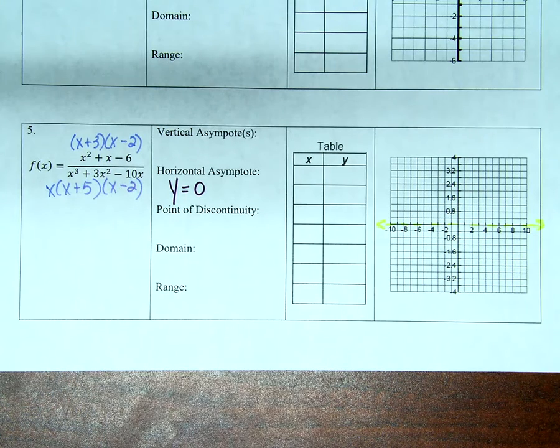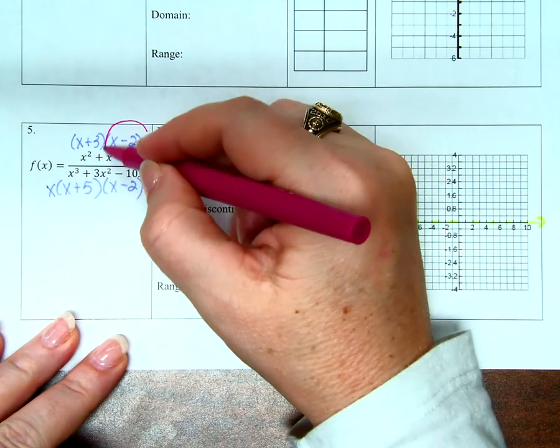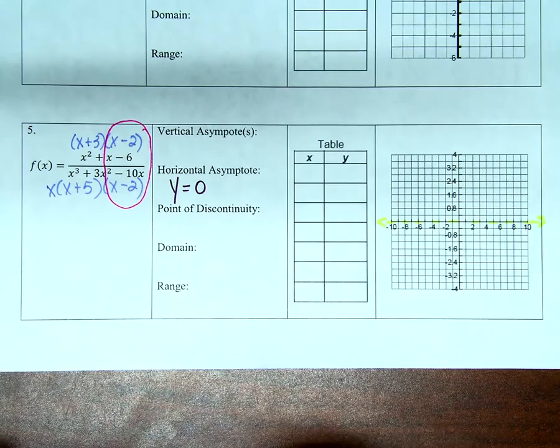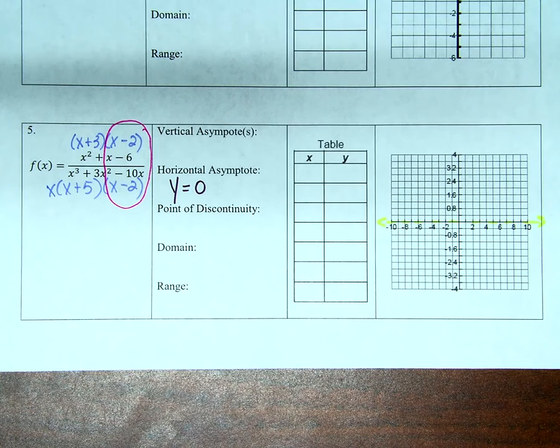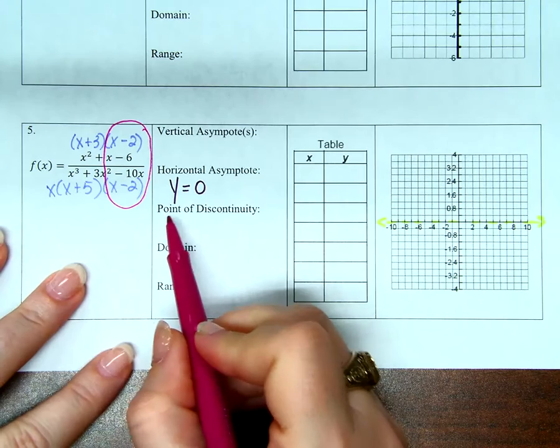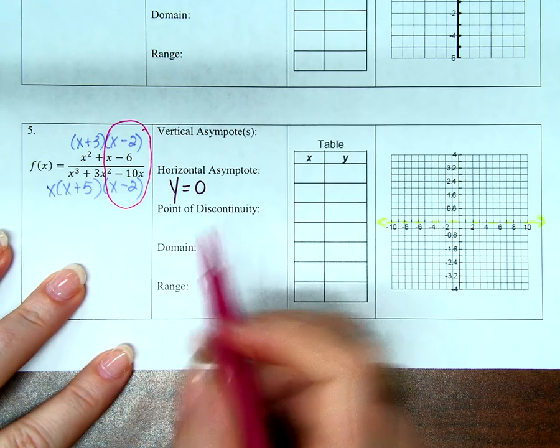Correct. So now what? Oh, okay. So the fact that I have an x minus 2 in the numerator and the denominator, that means that's where my point of discontinuity is. That's true, but we're going to go another step today. Okay? It wants the exact point of discontinuity.